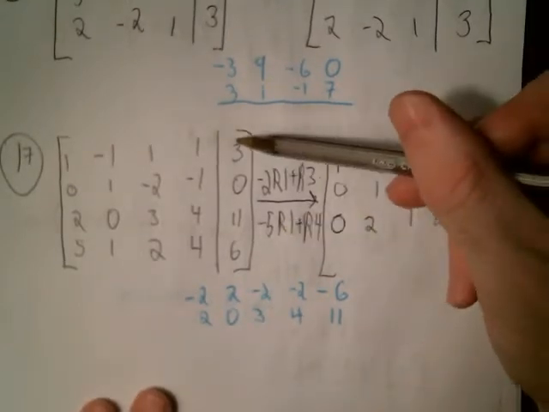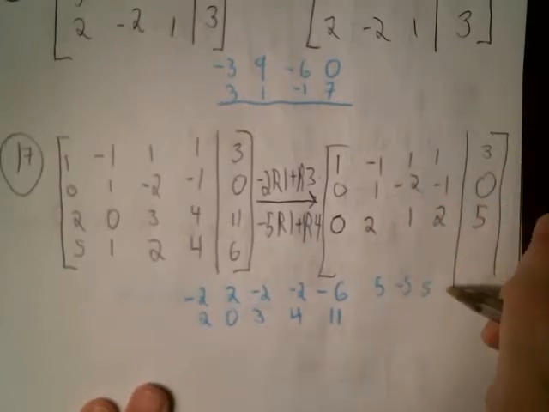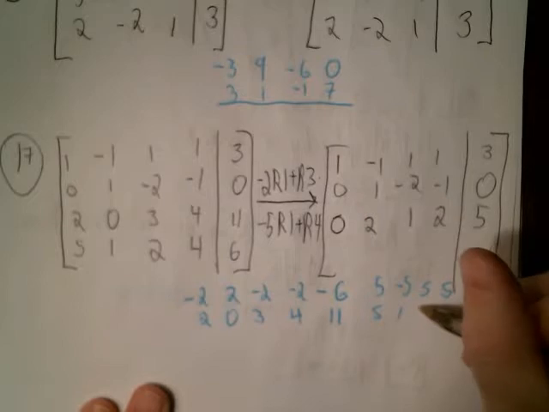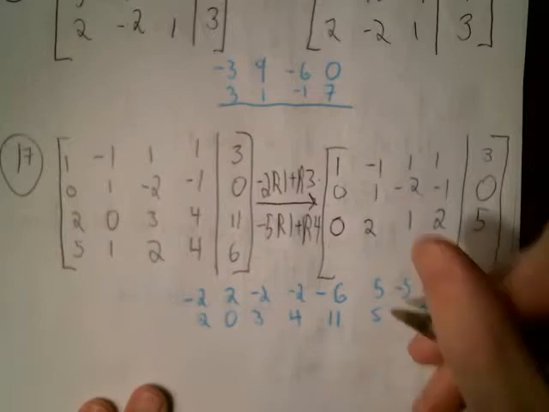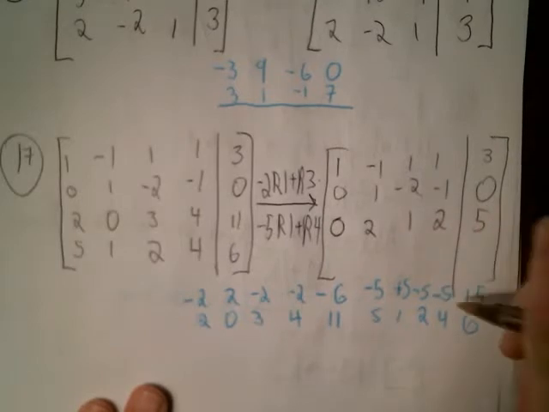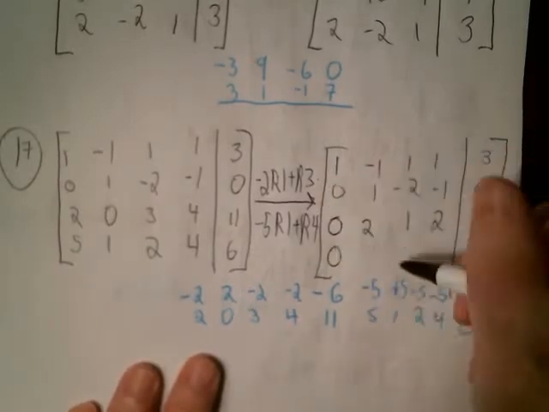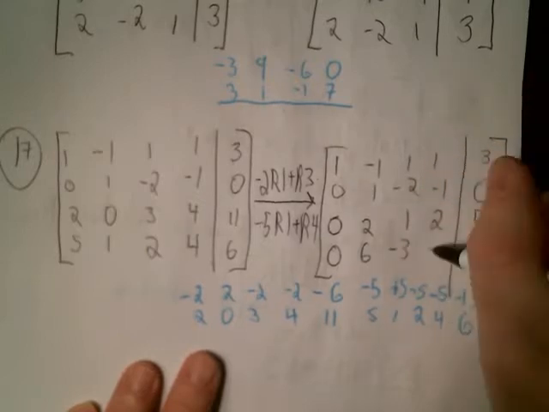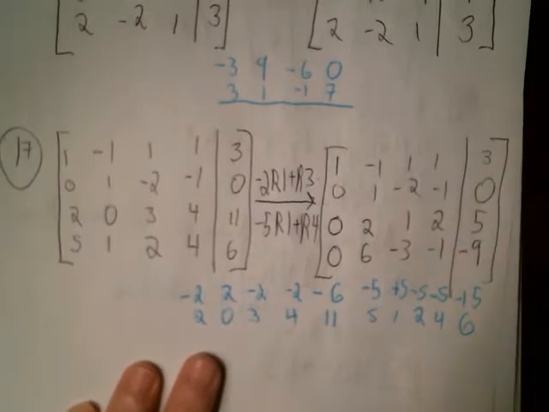Then I want to go -5 times row 1 plus row 4. So that'll be 5, -5, 5, 5, 15. And then row 4 is 5, 1, 2, 4, 6. And, whoops, this should be -5. And then this would be +5, and this would be negative, negative, and negative. So it's really easy to make mistakes here. -5 and 5 is 0. 5 plus 1 is 6. -5 plus 2 is -3. -5 plus 4 is -1. -15 plus 6 is -9.